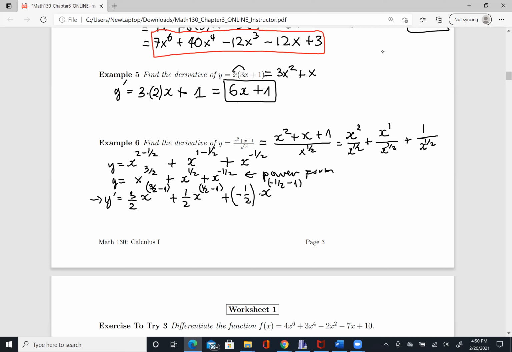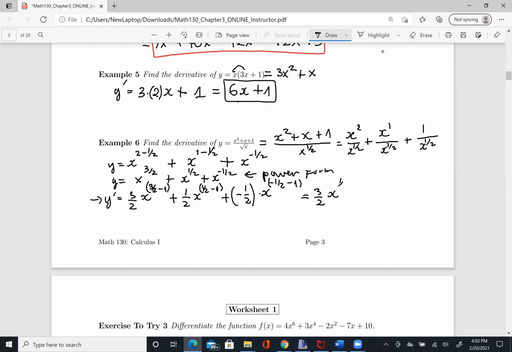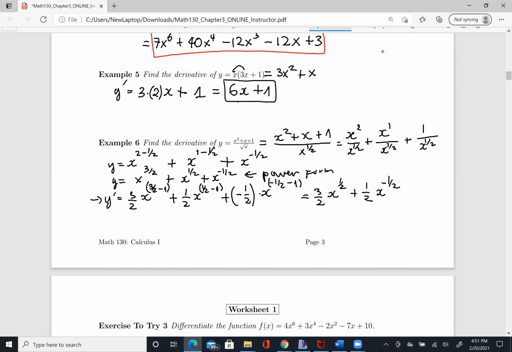So now I have, simplify it, I'm going to have 3/2 multiplied by x to power 3/2 minus 1. What is it going to be? Going to be 1/2, right? And we write it more clearly for you, 1/2, and then plus 1/2 times x to power negative 1/2, because 1/2 minus 1 is negative 1/2. And lastly, I have negative 1/2 times x to power, okay, so negative 1/2 minus 1. Think about it, what is it going to be? Negative 3/2.